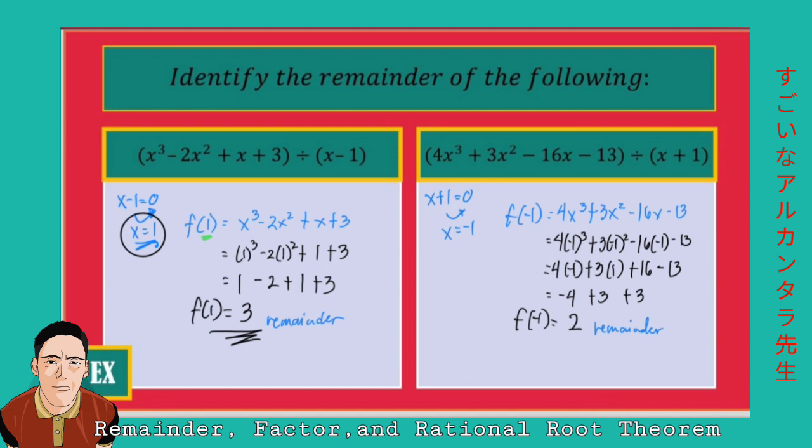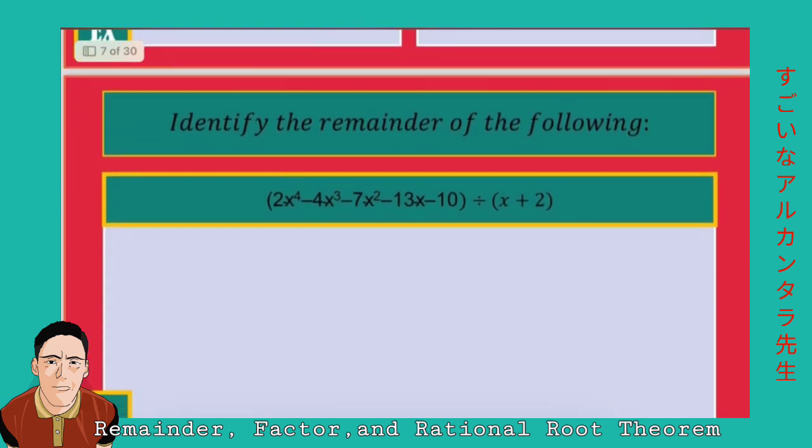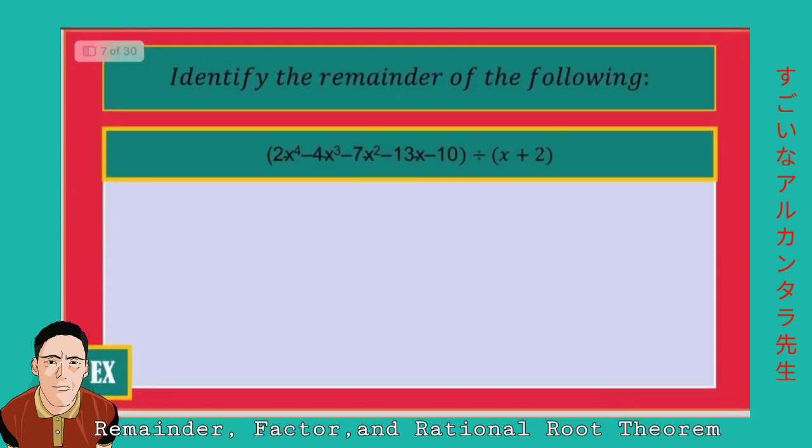Basically, it's similar to the process of synthetic division, but all we have to do is find the value of x, our synthetic divisor in the previous concept, and then substitute that to the entire polynomial function given. So let's try one more, I think. Yes, we still have one more here. Identify the remainder of the following. So we have x plus 2 this time around. Equate that to 0. Transpose positive 2. x is equal to negative 2. Now we will substitute negative 2 to our given function.